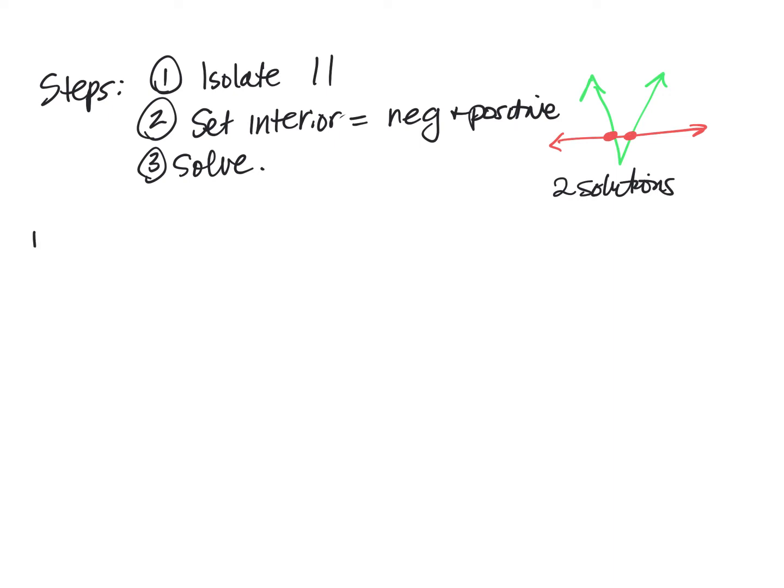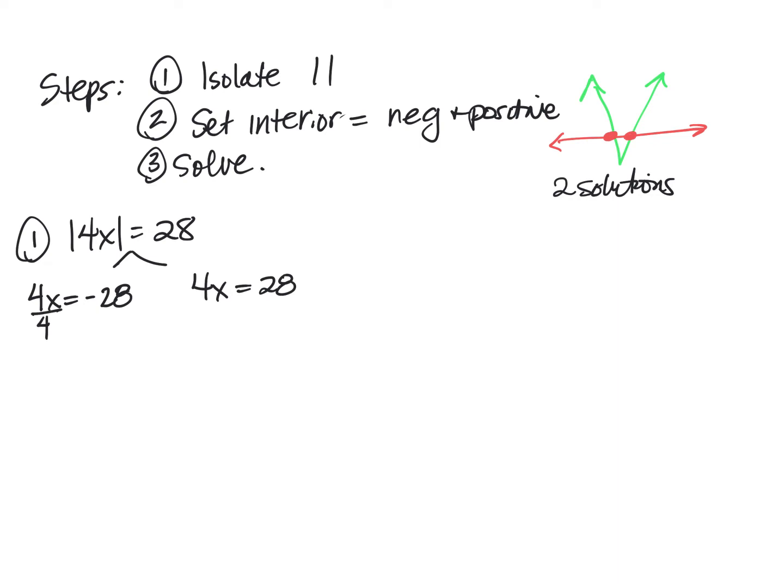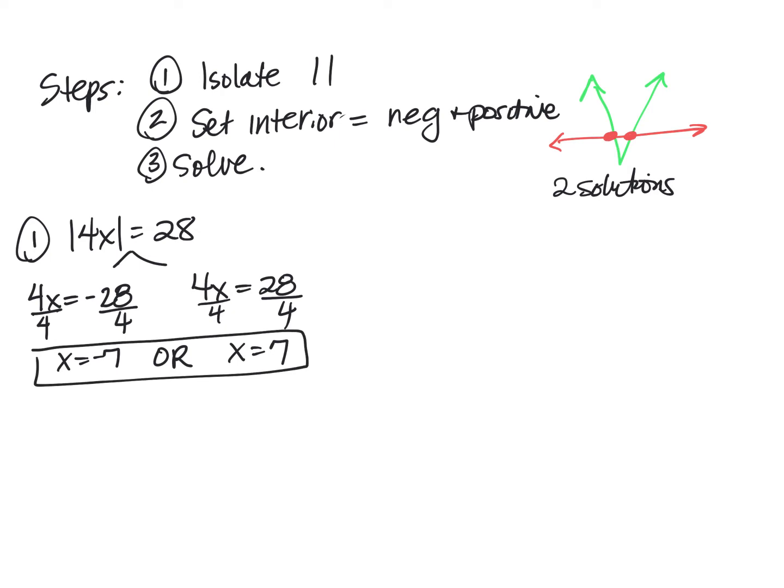All right, let's try an example. Absolute value of 4x equals 28. All right, we're going to isolate the absolute value. It's already isolated here. So I'm going to rewrite it. Set it equal to the negative. If you always put the negative version on the left, it's going to really help you later on. So 4x equals the positive version. And then I'm just going to solve. So x equals negative 7. Over here, x equals positive 7. And we're going to connect these with the word or. So negative 7 or positive 7.